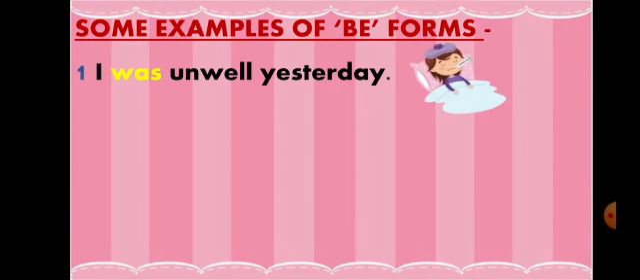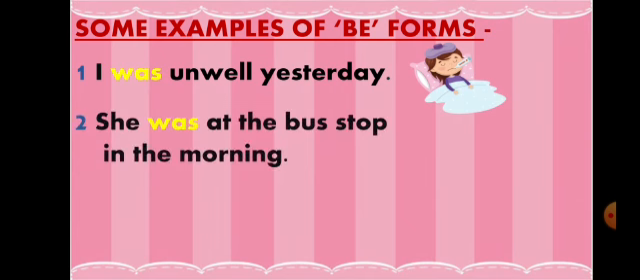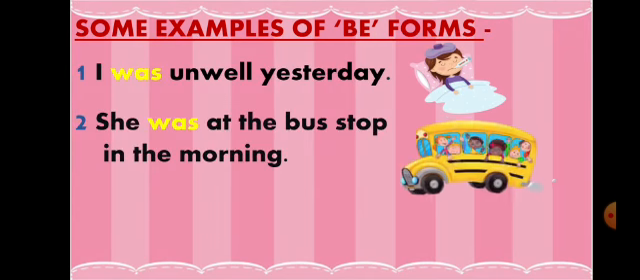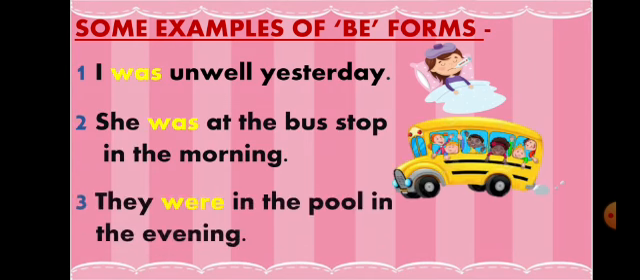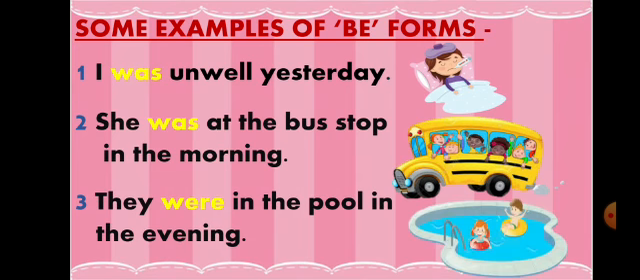These examples will clear your doubts about using be forms in simple past. I was unwell yesterday. She was at the bus stop in the morning. They were in the pool in the evening. Here you can see that with singular subjects we have used was and with plural subject we have used were as the be forms.